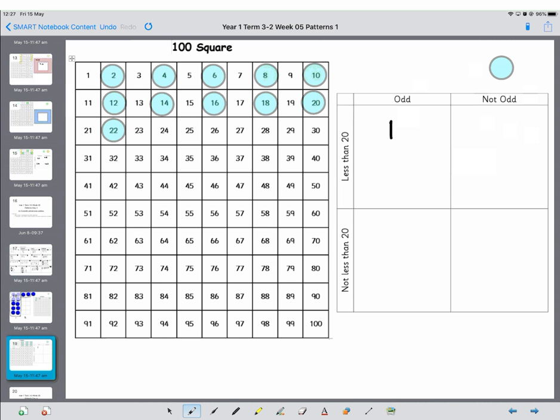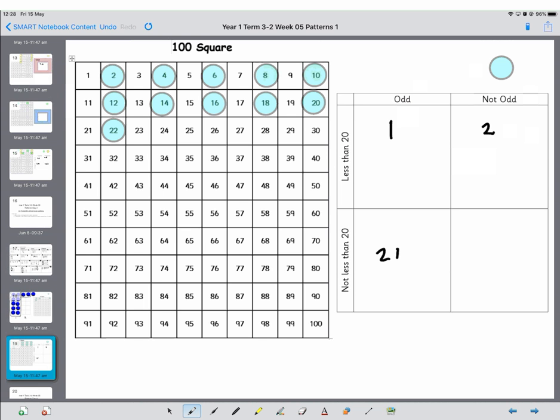So what is the first number that is not odd, which means even, and less than 20? Tell your grown-ups. That's right, it's this number here, 2. Right, now, what is the first number that is not less than 20 and is odd? Tell your grown-up. So 20 is here. It's got to be not less than 20. So 19 is less than 20. So it's going to be, that's right, 21.